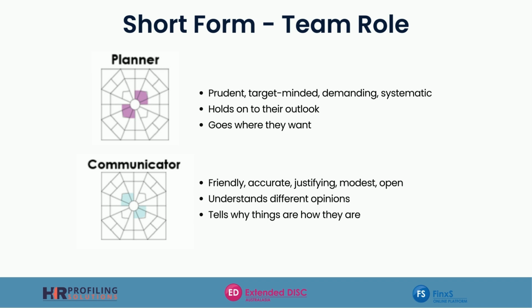These last two here are the opposites, of course, the planner and the communicator. They're the opposites, like your DS and your IC, CI kind of thing. So it's important to include those as well.